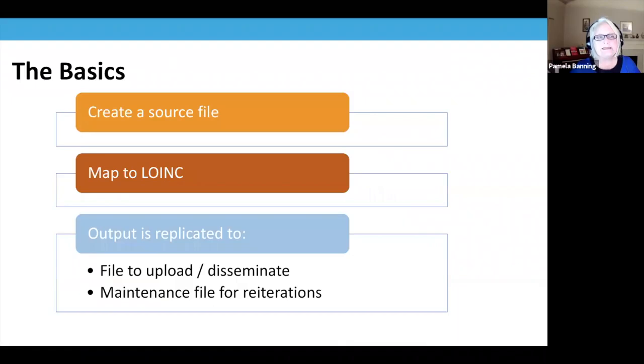So here are the basics. I just want you to remember 3 things. You're going to create a source file. You're going to map to LOINC, and then your output is going to be replicated. This is going to be a lather, rinse, and repeat type setting. No matter what subject domain you are working with, you have to start with some sort of file or a scope of work. If you're from a laboratory, maybe you're just going to do the chemistry bench. If you're from an IVD manufacturer, maybe you have a particular line of products that is going to be the subject. Once you have the binoculars dialed in on what your source file is going to be, you can start creating that. And that's your first step.